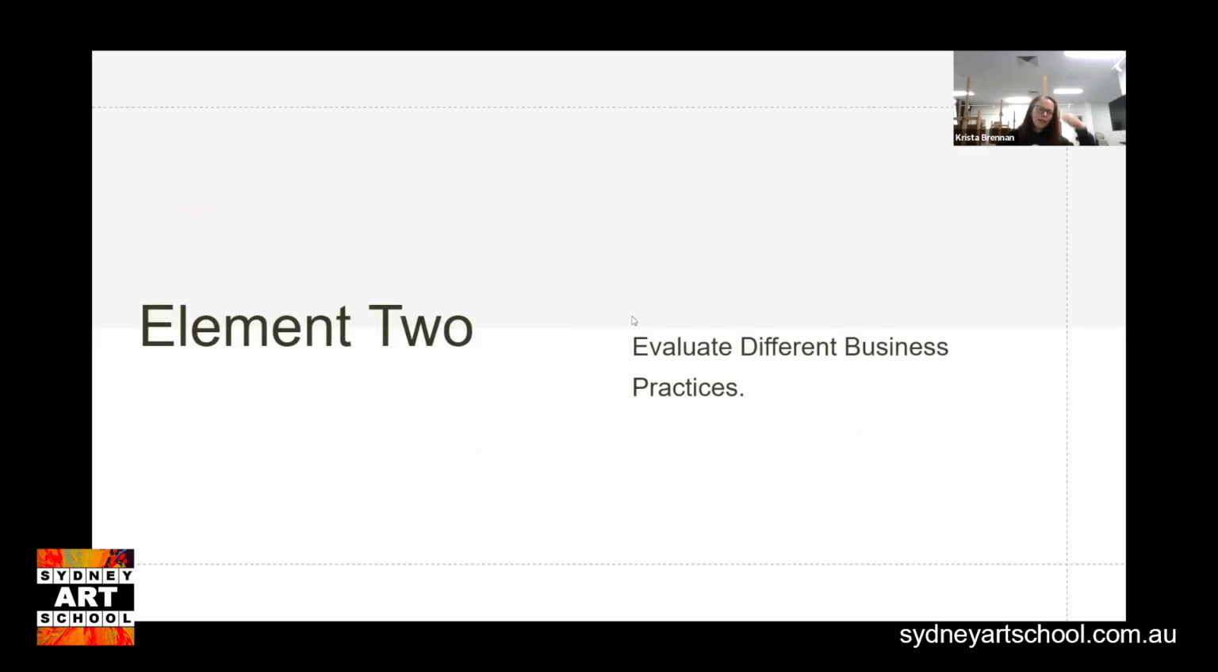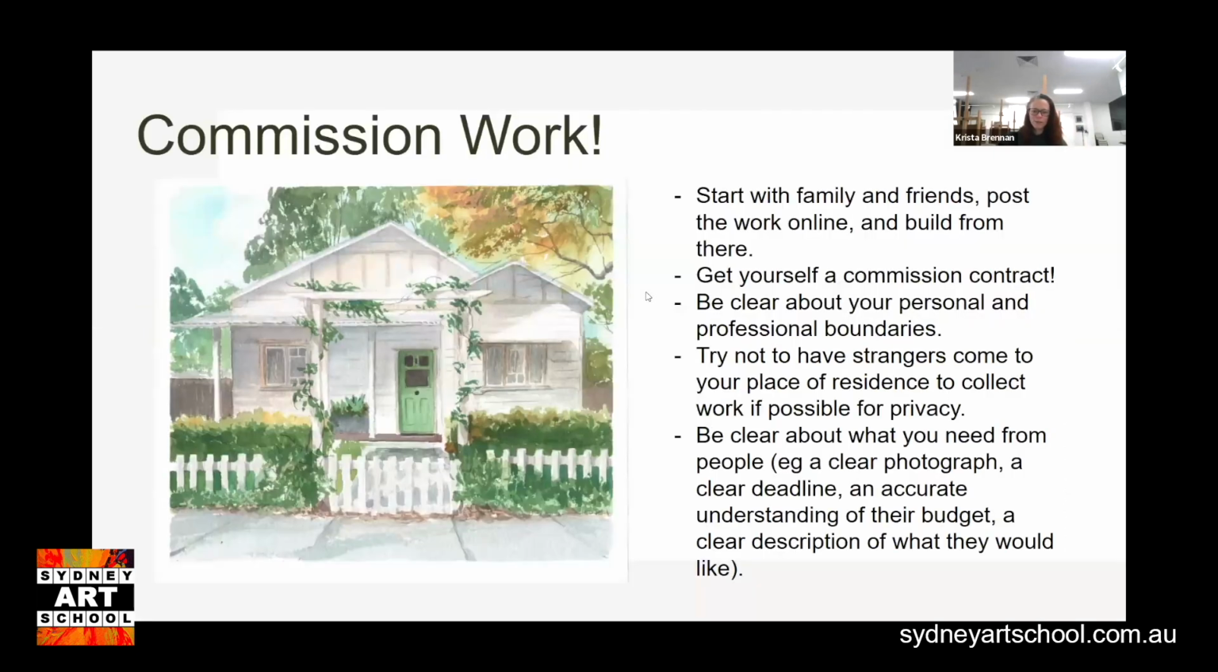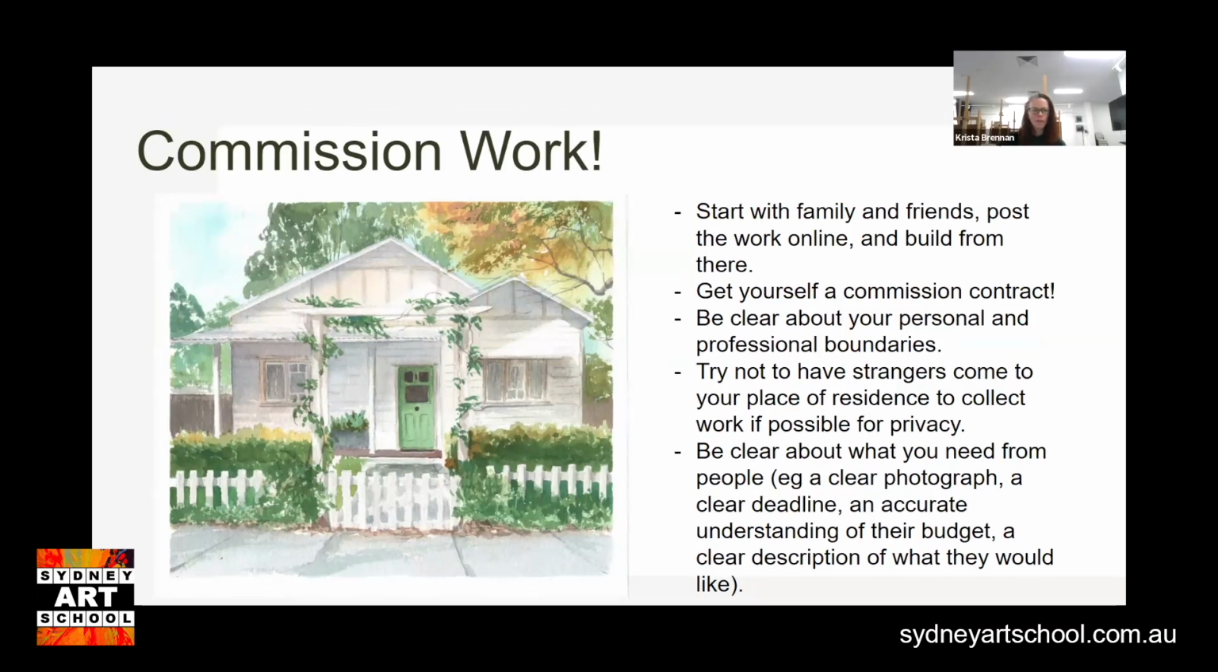So into element 2 here, evaluate different business practices. Thinking about commission work, we talked about this in terms of how to get commissions and what to do if and when you do get a commission.